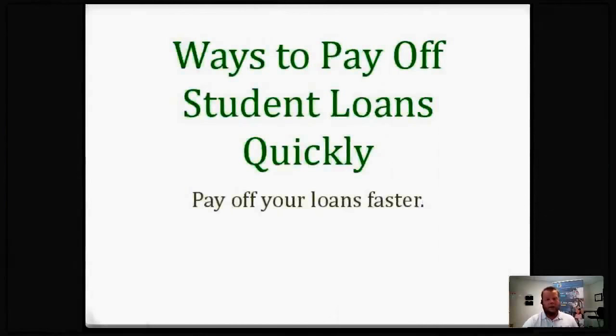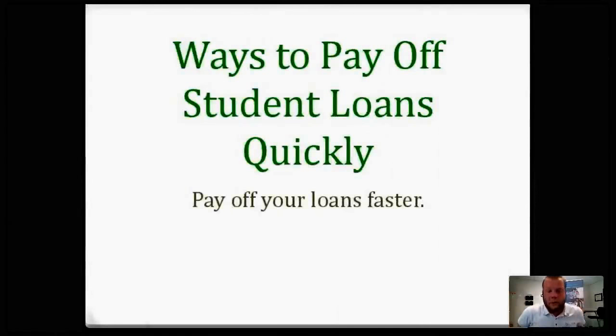Ways to pay off student loans quickly. So let me just take a step back real quick on the rehabilitation so you guys understand. That's a 10-month program where you make 9 payments within the 10 months of that voluntary payment that's accepted and negotiated.